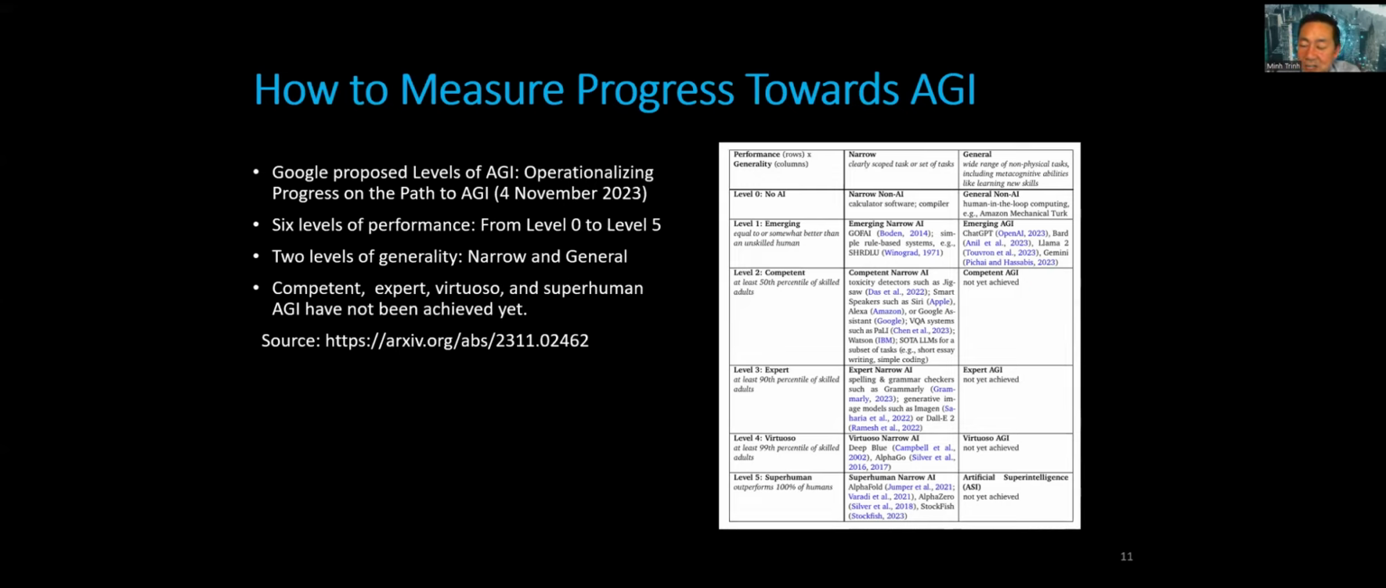For general intelligence, it starts from general non-AI to ASI, artificial superintelligence, at the bottom right corner. And you see that according to Google, in this work from November 2023, we haven't achieved AGI, which is level 2 to 5. You have emerging at level 1, better than an unskilled human, but we are not there yet for AGI, which needs to be at least better than the 50th percentile of skilled adults.